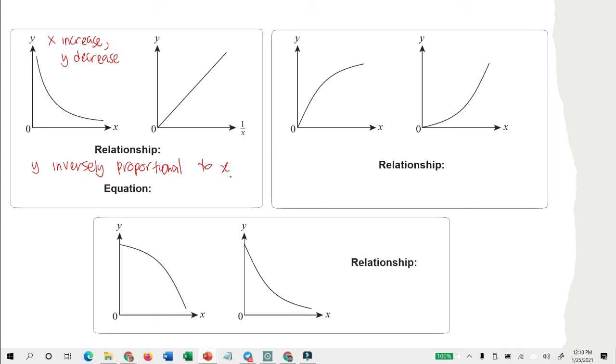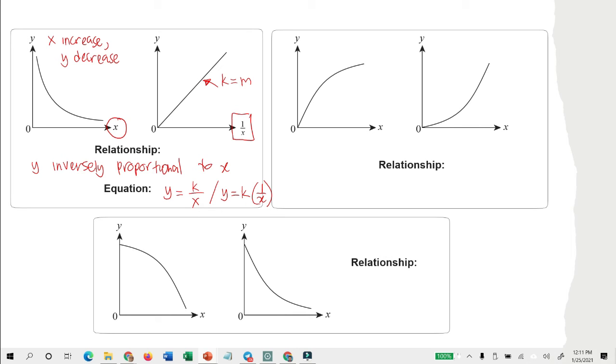This relationship can also be converted into a straight line graph by changing this x into 1 over x. By changing the quantity of the horizontal axis into 1 over that quantity, we will get a straight line graph. So the equation for this relationship is y equals k over x, or we can also write this as y equals k times 1 over x. If you take the second graph, k is going to be the gradient of the graph.